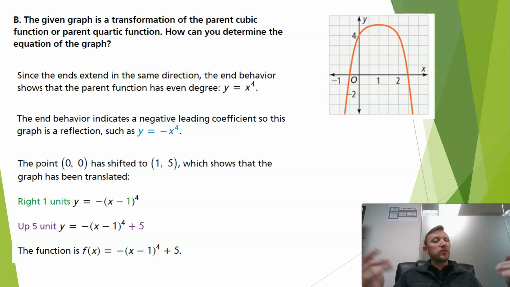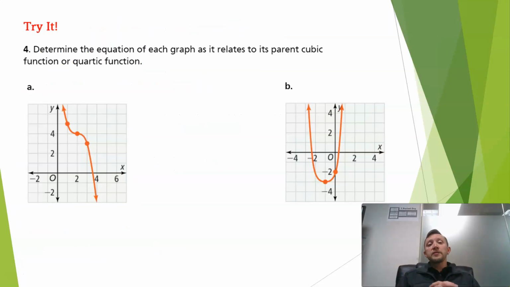Really rather simple. It's really nice to end this chapter on a simple note, since some of the stuff that we've been doing has been kind of tricky. So I want you guys to try this now for these two graphs. I want you to figure out whether it's cubic or quartic, and then based on that, figure out what the equation would be looking at the translations that have happened. Okay, so pause the video and hit play when you're ready to check to see if you've done these two correctly.